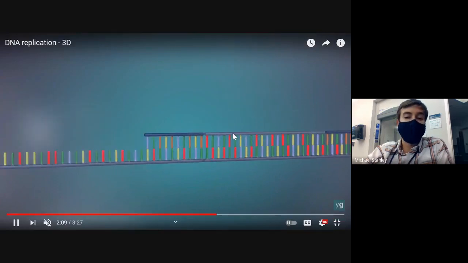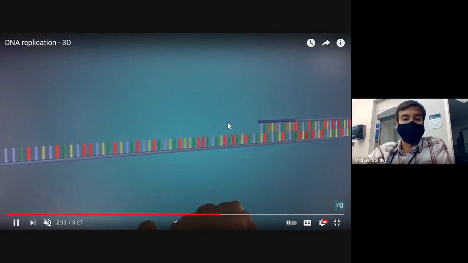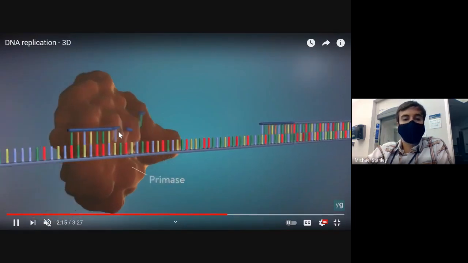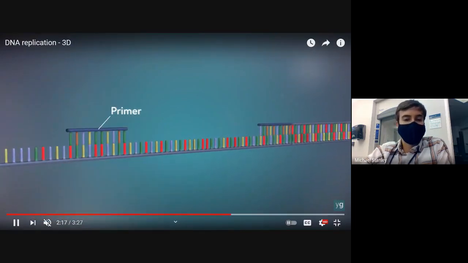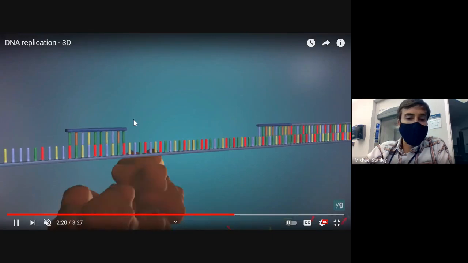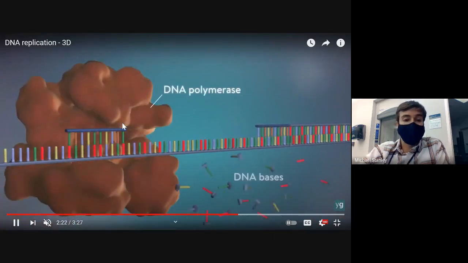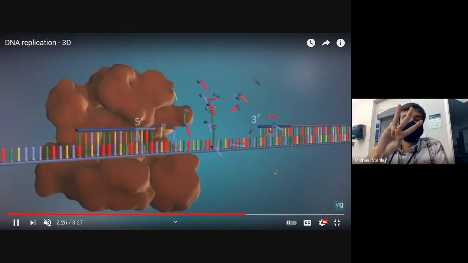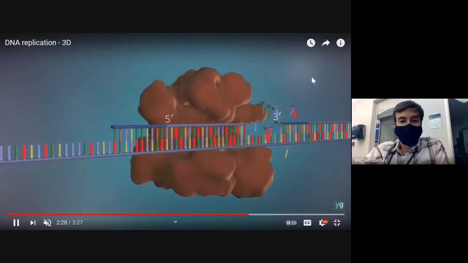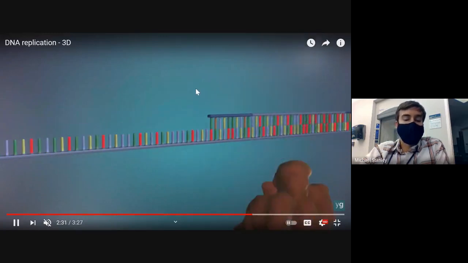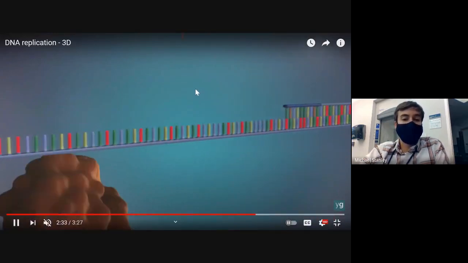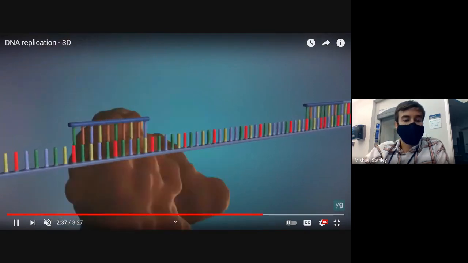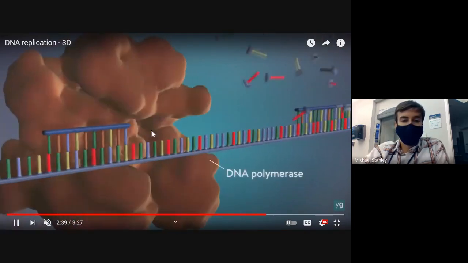So we're going to be making a whole bunch of these little Okazaki fragments. Primase puts down a little primer. And then we fill it in with DNA, with our polymerase 3. And we're going to do that again and again. Primer, DNA.